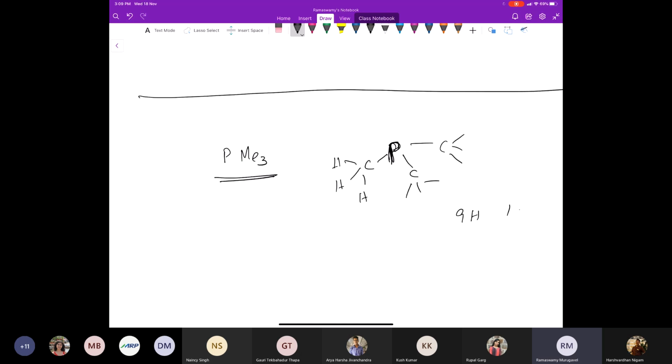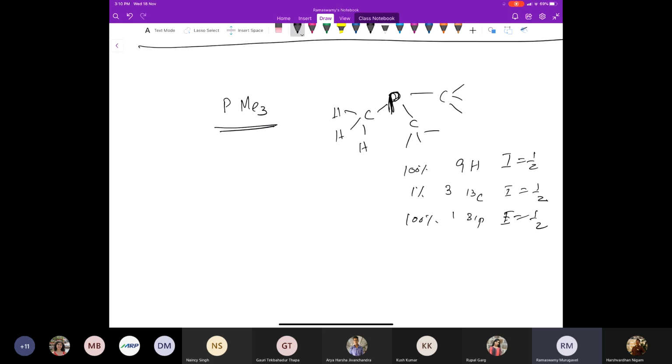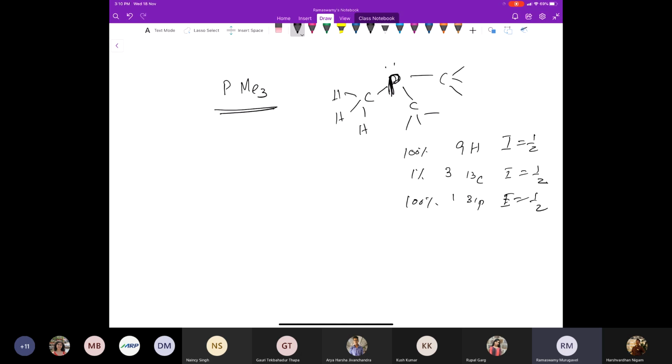I is equal to half. 13C, I is equal to half. 31P, I is equal to half. 100%, 100%, and 1%. I probably should have started with this. This itself is an interesting molecule. Now, why don't we just write down all three NMR spectra of this compound.